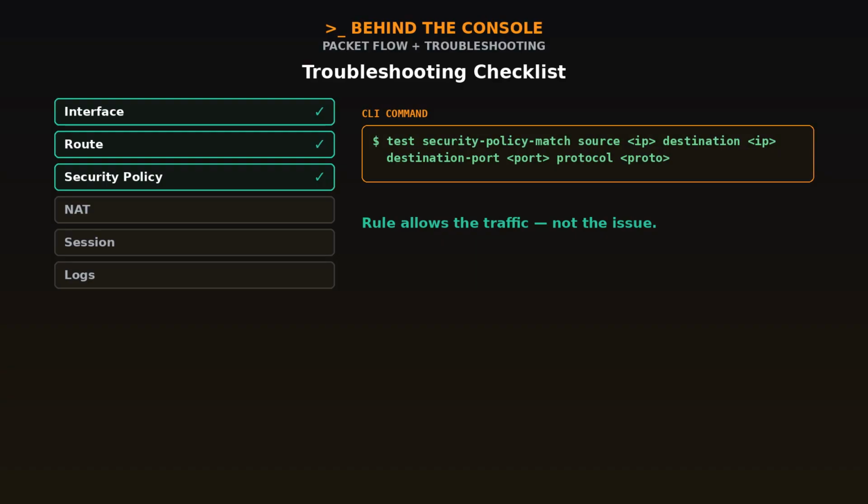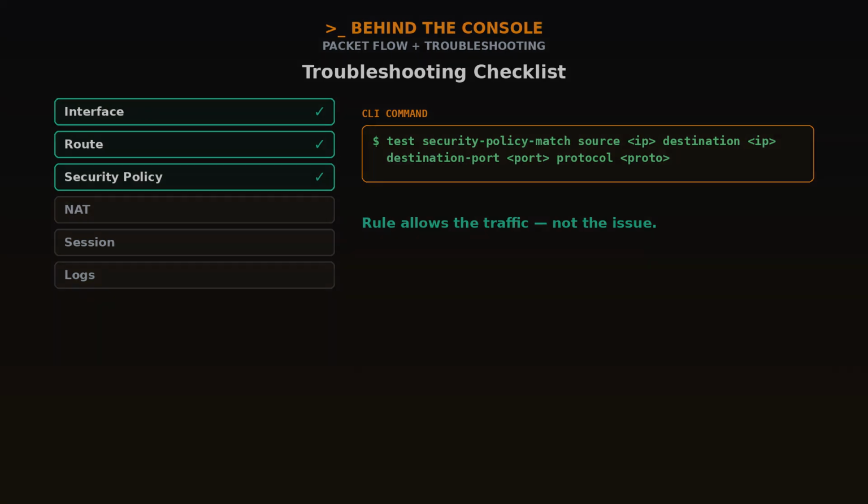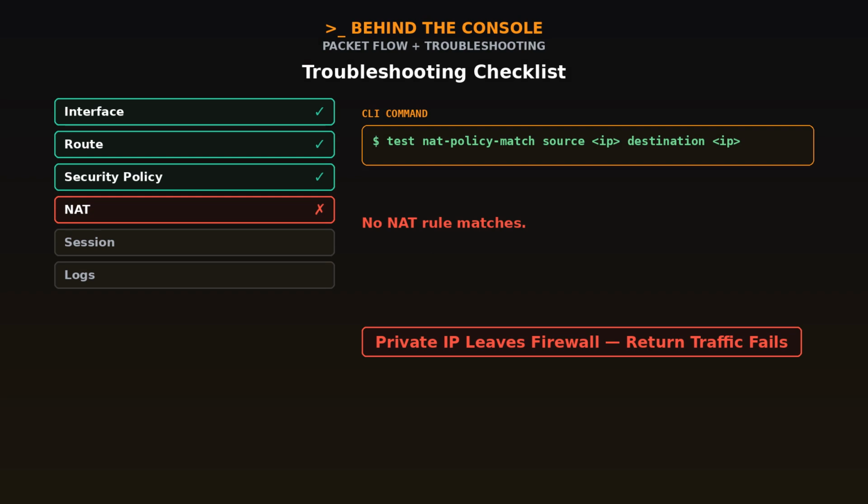Next, check the security policy. Run test security policy match source, destination, port, protocol. The rule allows the traffic, so that's not the problem either. Now check NAT. Run test NAT policy match with the same source and destination, and here's the issue: no NAT rule matches. The packet leaves the firewall with a private IP address, and the internet has no idea how to route traffic back to that address, so the connection fails.